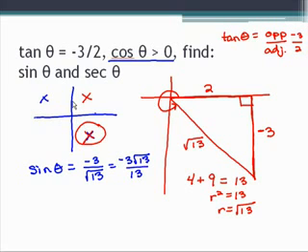Whereas the secant is the reciprocal of cosine. Cosine is adjacent over hypotenuse. So secant is hypotenuse over adjacent. So the hypotenuse is square root of 13. The adjacent is 2. So the secant of the angle would be square root of 13 over 2.